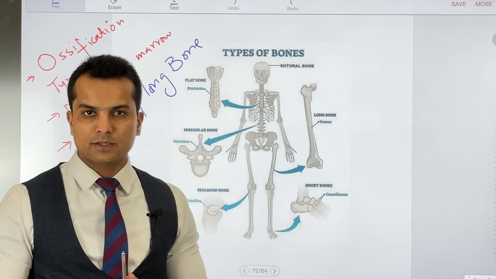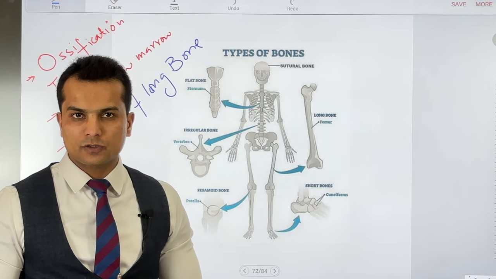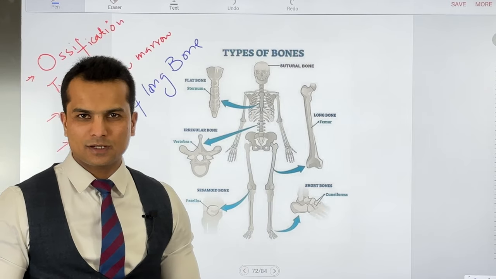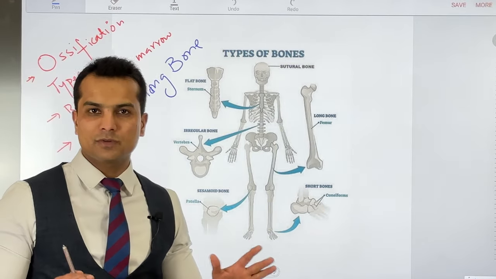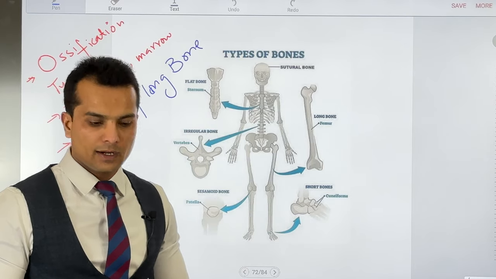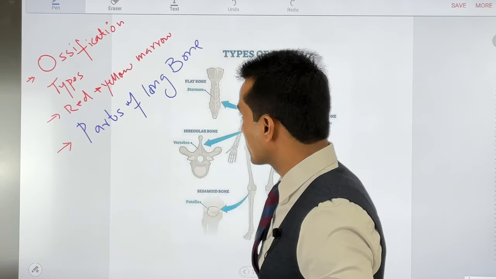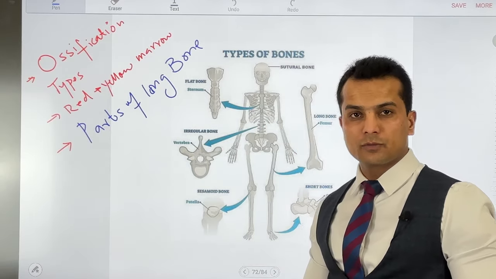Today in this video lecture we are going to discuss the ossification of the bones: the ossification process, how many types of ossification, and how many types of ossification centers. In the second part, we are going to discuss the difference between red and yellow marrow. And in the third and final part, we are going to discuss the parts of the long bones.